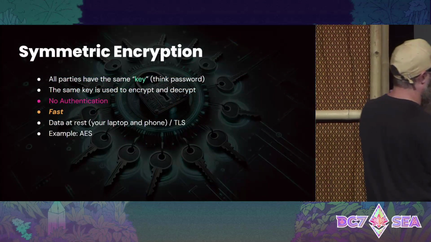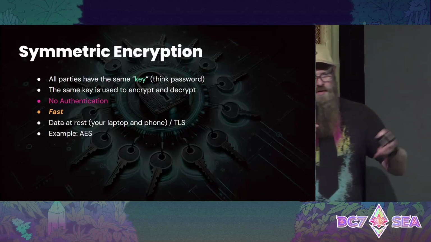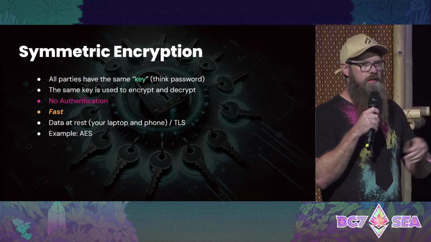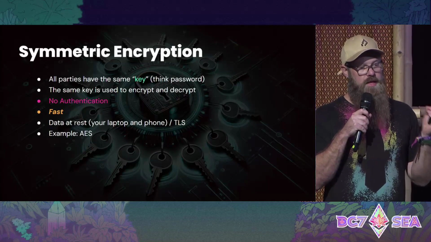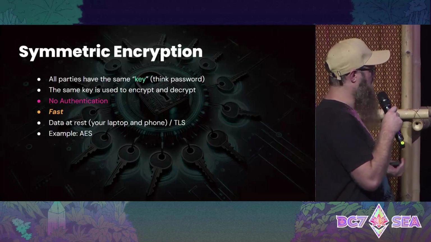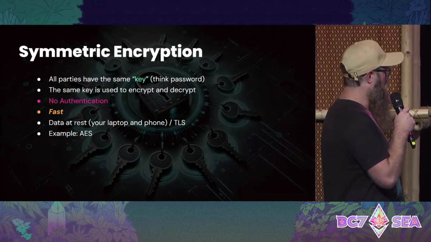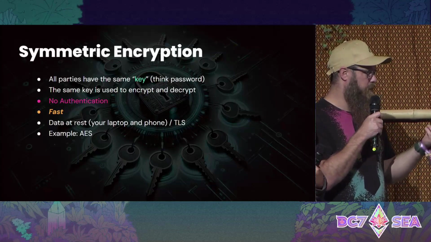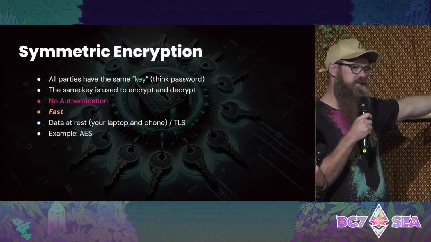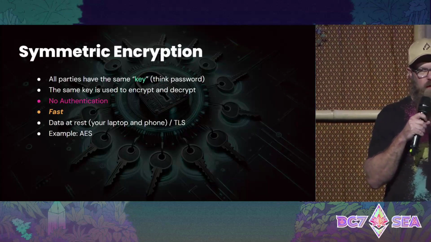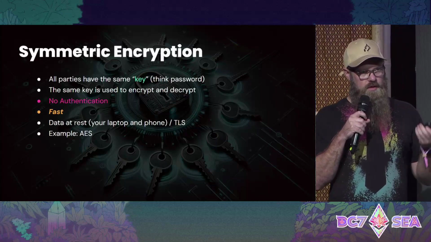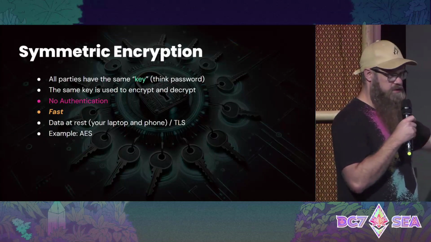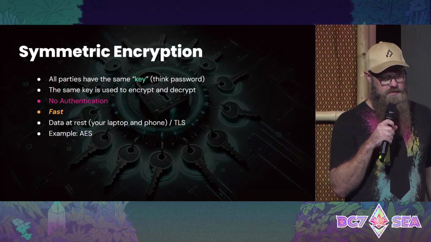So symmetric key encryption, which is basically what a Caesar cipher is, a type of symmetric key encryption. But it's when all the parties that are participating have the same key, right? So use the same key to encrypt and decrypt. There's no authentication, so you don't know who encrypted the message, and basically anyone with a key can decrypt it, but it is fast, and it's used very commonly with data at rest or TLS, stuff like that, stuff where you need high bandwidth. Common examples, AES for an actual algorithm that's used.